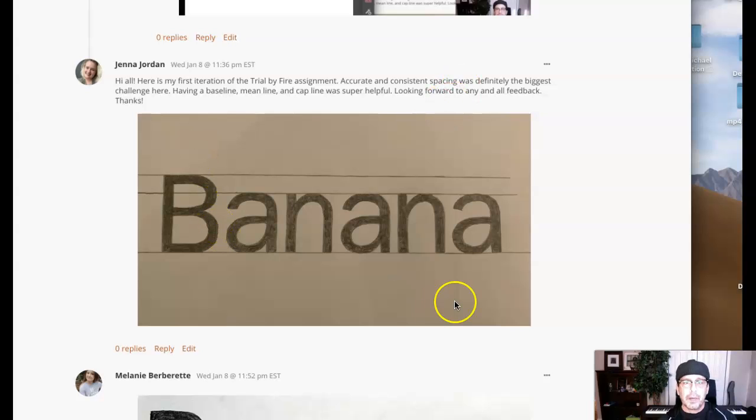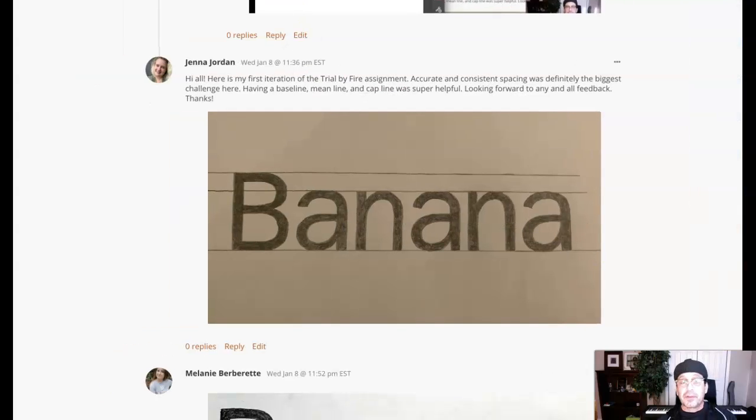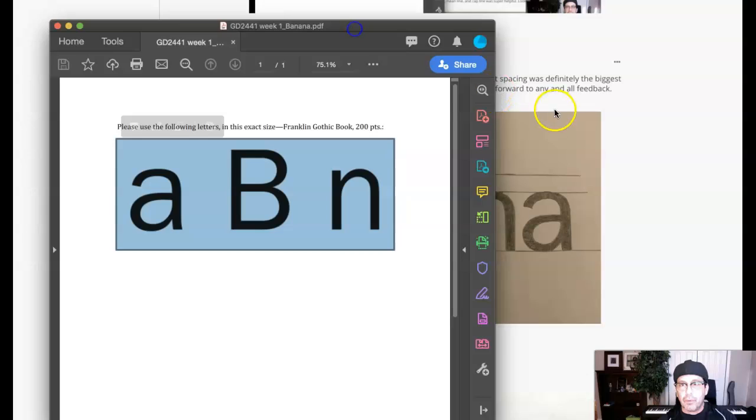Hey Jenna. Wow, very impressive indeed. This is beautiful. Letter forms are just about perfect. I mean, listen, I got to tell you something, Jenna. You got one steady hand. I've taught this class a lot, and I just cannot believe how accurate your letter forms are. I mean, they're gorgeous.